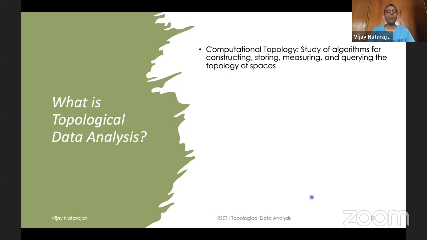But we are more interested in computing these topological invariants. Computational topology is the study of the algorithms for constructing, storing, representing, measuring, as in the size, and also querying the topology of spaces. TDA, or topological data analysis, is really computational topology, but with a focus on doing data analytics, so analysis of data.